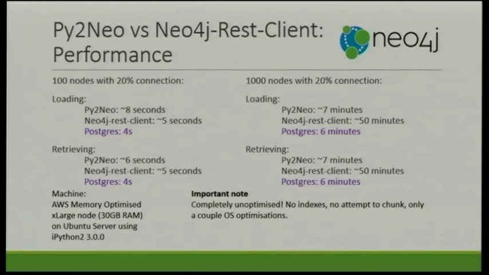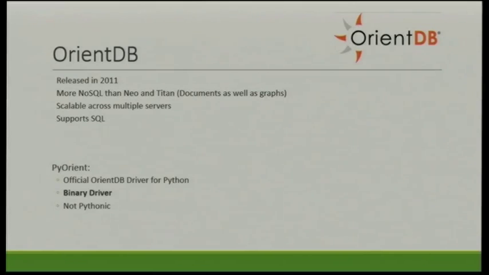OrientDB, released in 2011. They don't market it purely as a graph database. They market it as a graph database and a NoSQL database, so a document store as well. It's got lots of stuff in there. It does scale across multiple servers. It does support SQL of a kind. It does have an OrientDB driver for Python. That's a binary driver, which is cool. I didn't test it because one of the rules was it can't just be execute other language. And that's all you get with the OrientDB driver.